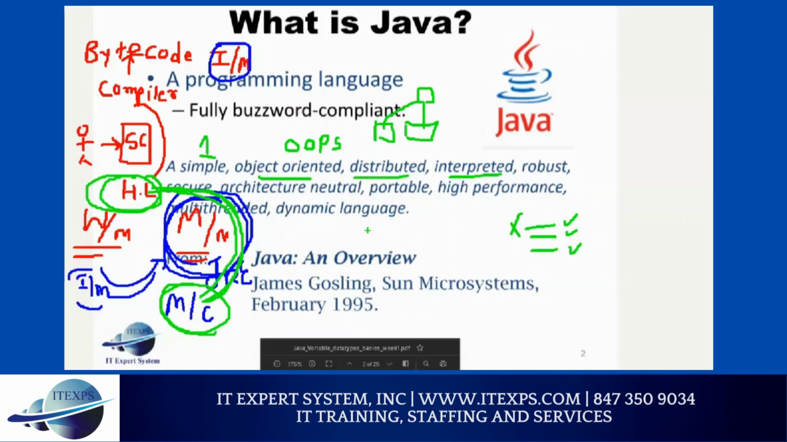It's not a binary. Binary is a machine code. Machine code means 1, 0, 1, 0. These are binary code, and binary code means machine code. But intermediate code is not a machine code. Right? Any other questions?